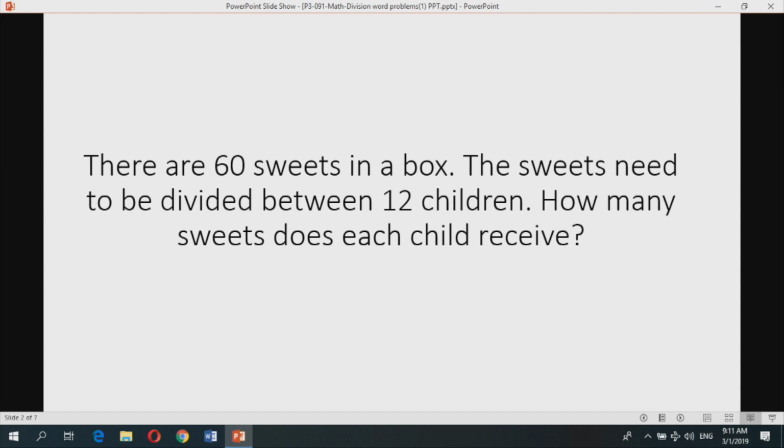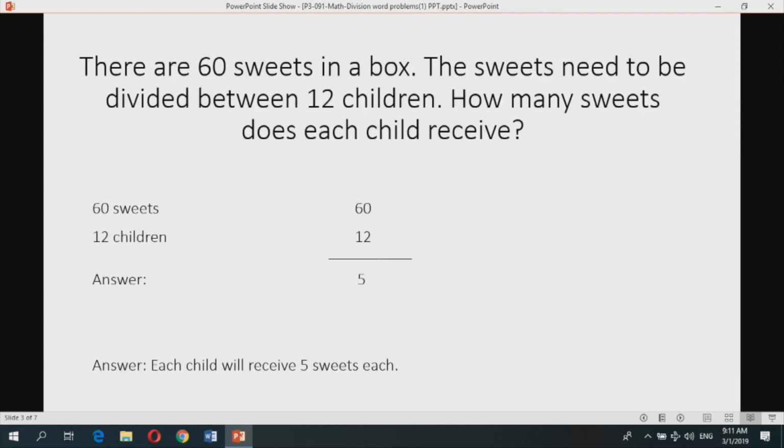There are 60 sweets in a box. The sweets need to be divided between 12 children. How many sweets does each child receive? Each child will receive 5 sweets each, because 60 divided by 12 equals 5. Excellent, guys.